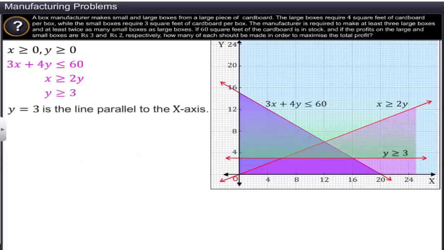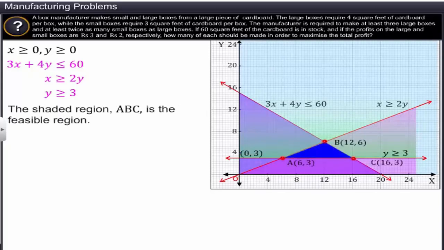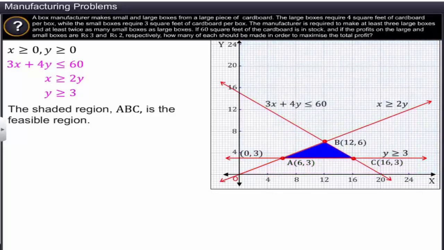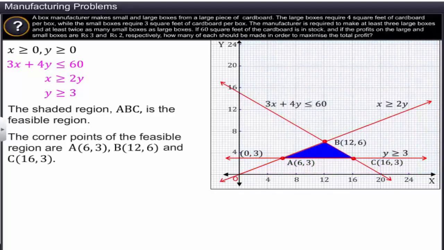y = 3 is the line that is parallel to the x-axis and intersects the y-axis at (0, 3) as shown. The common region of the inequalities 1 to 4 is the feasible region as shown. The coordinates of the corner points of the feasible region are A (6, 3), B (12, 6), and C (16, 3).